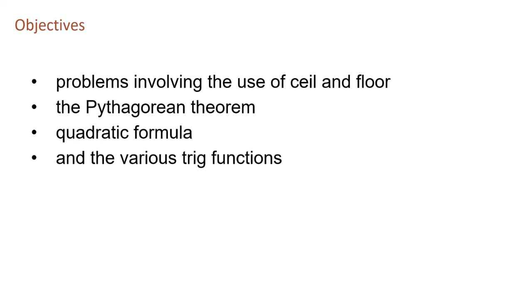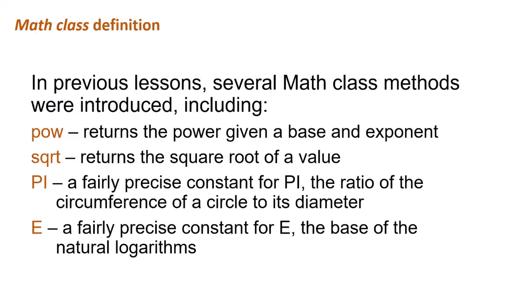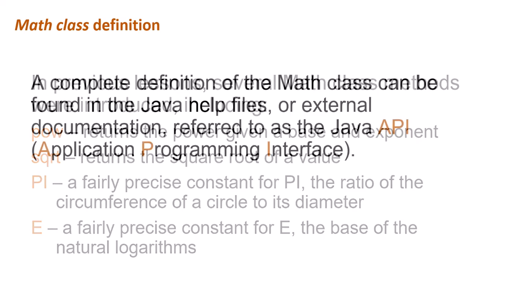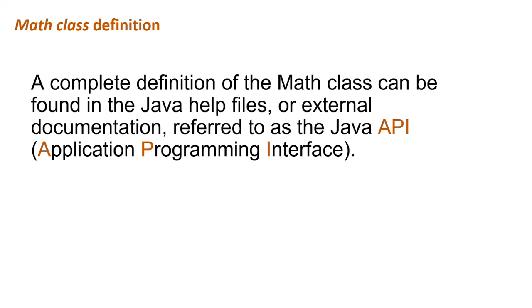In previous lessons, several math class methods were introduced, including pow, which returns the power given a base and exponent; square root, which returns the square root of a value; pi, a fairly precise constant for pi, the ratio of the circumference of a circle to its diameter; and e, a fairly precise constant for e, the base of the natural logarithms. A complete definition of the math class can be found in the Java help files or external documentation, referred to as the Java API, Application Programming Interface.